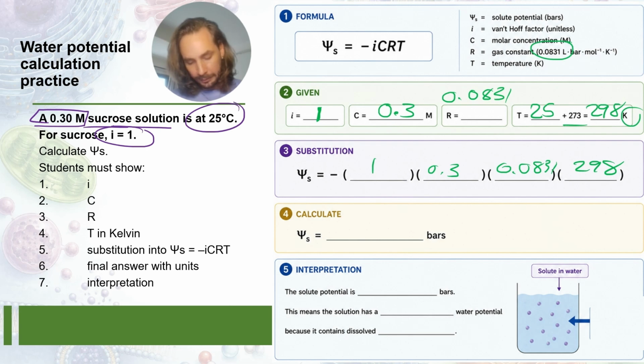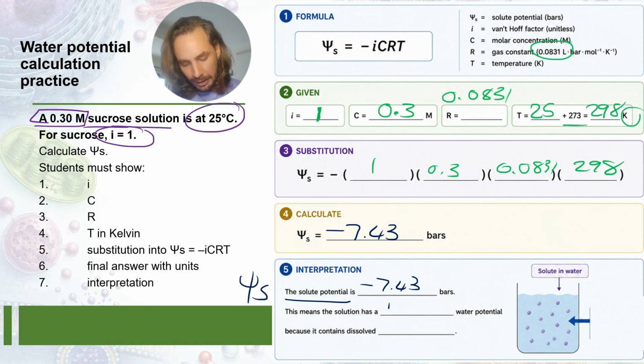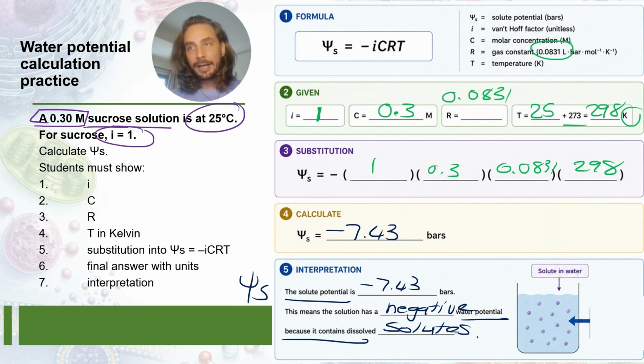And if I calculate this, I'll see that it is minus 7.43 bars. So the solute potential is minus 7.43 bars. This means that the solution has a negative water potential because it contains dissolved solutes. If I add more solutes, it will become an even greater negative number, and if I take solutes away, this negative number would become smaller.